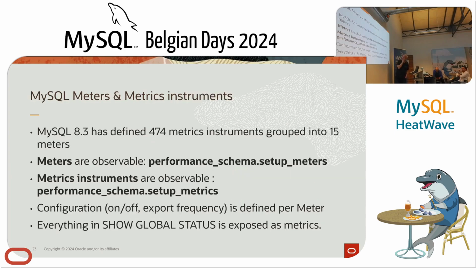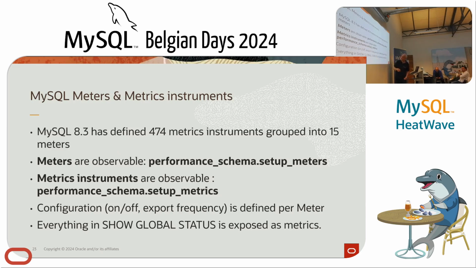For MySQL, essentially all the SHOW GLOBAL STATUS variables are exported. There are 474 of those at the moment. You can look at the meters defined by looking at this table, the set of meters. I will show that in a moment. Essentially they are observable in this set of metrics, and you can see all the metrics.